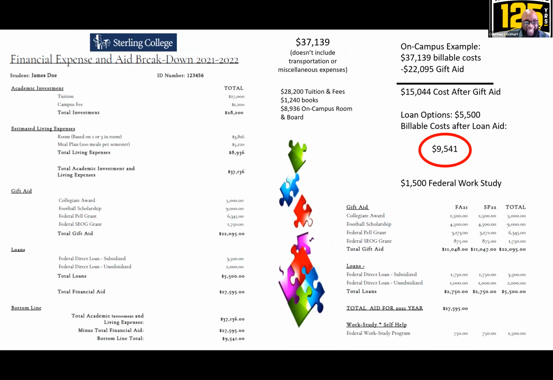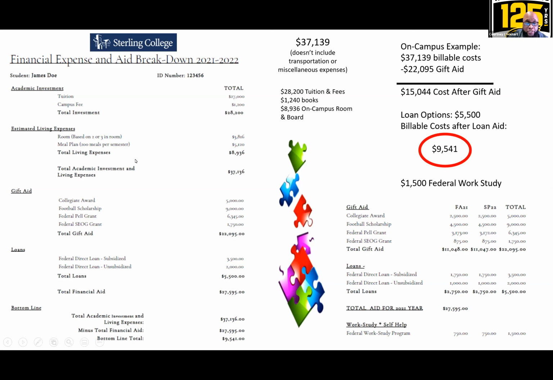All right. So Sterling College. We've seen how different institutions offer it according to how familiar their students are with their process, and according to how they've grown and learned their student population and found to best relay that information to them. And so here we see Sterling College for James Doe. We see the academic investment, which is their tuition and fees, which is pretty much their cost of attendance. So that's going to be the academic investment as well as the living estimated expenses combined.